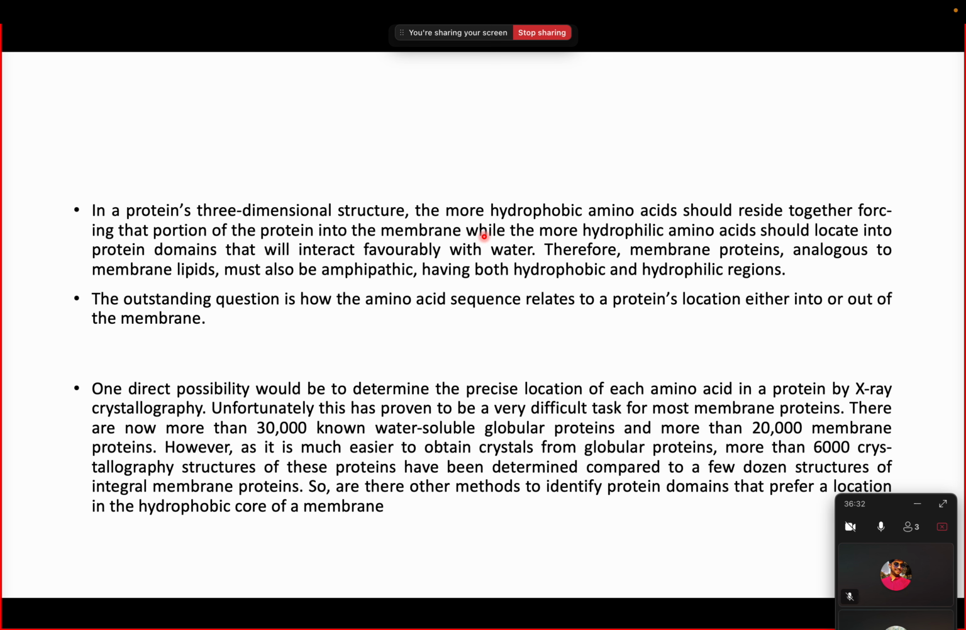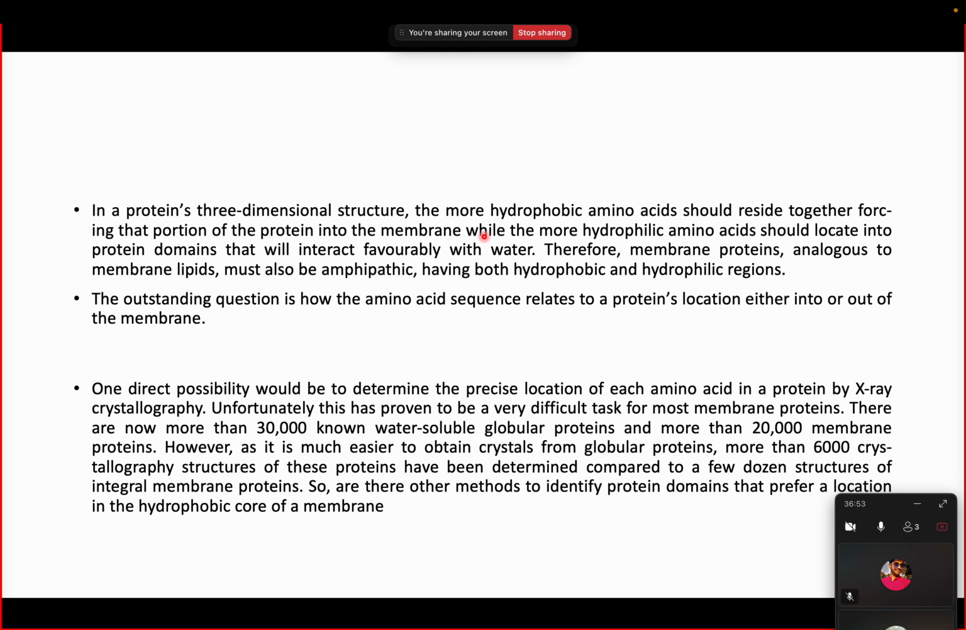But it is not that easy. Unfortunately, this has proven to be a very difficult task for most membrane proteins, and I'm going to discuss this maybe in the next class: why studying membrane proteins is a huge task even today.